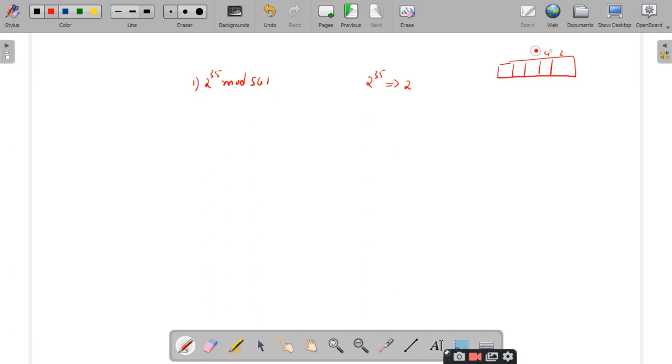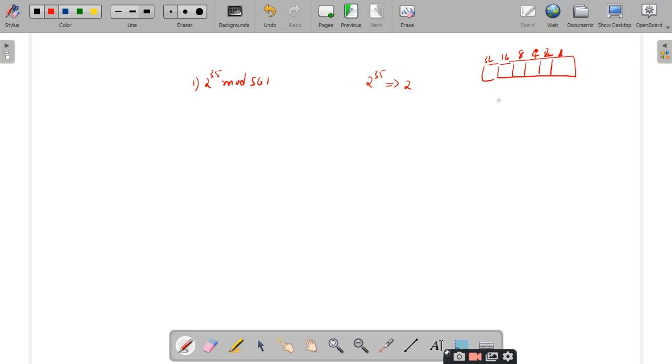1, 2, 4, 8, 16, 32. Shall I take 64 also? It is not necessary. What is the combination of 35? What bits I have to set? If I take 64, is it good or not?